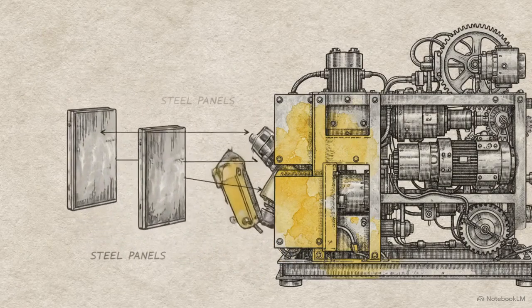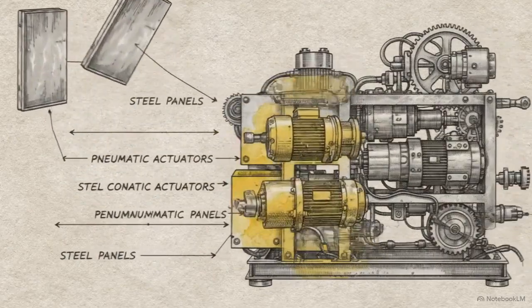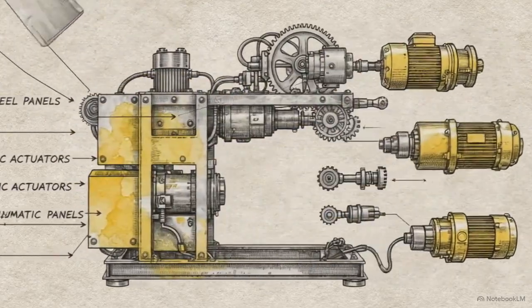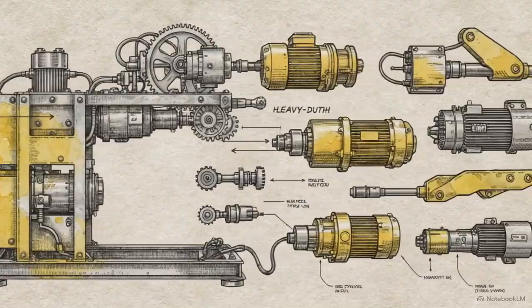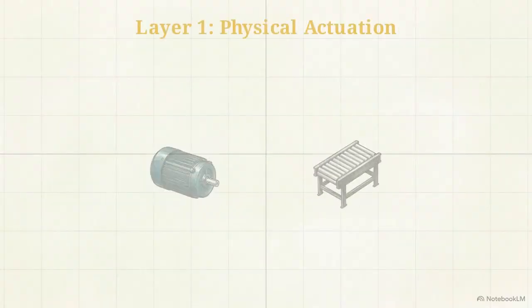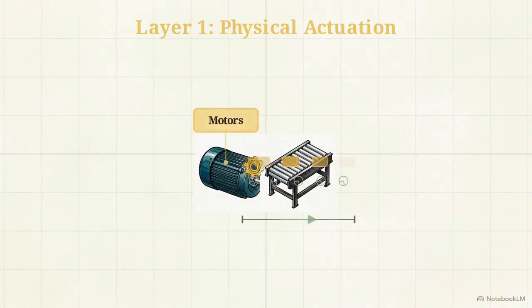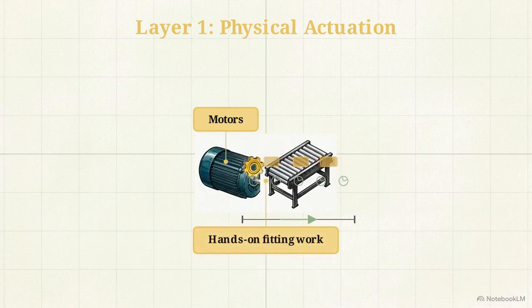To understand the nature of this role, we will reverse engineer the text and rebuild this factory environment from the ground up. We begin with Layer 1, physical actuation. This is the mechanical foundation of the manufacturing process. Here, the electric motor drives the conveyor belt to move mass, either raw materials or finished products, through the facility.